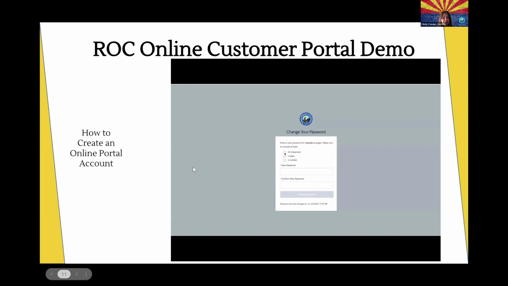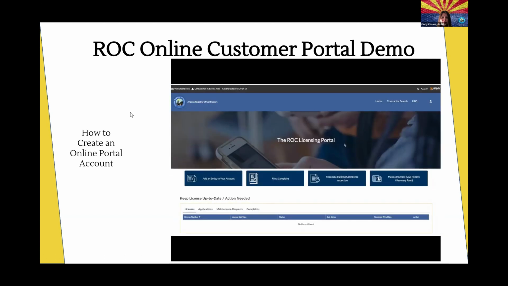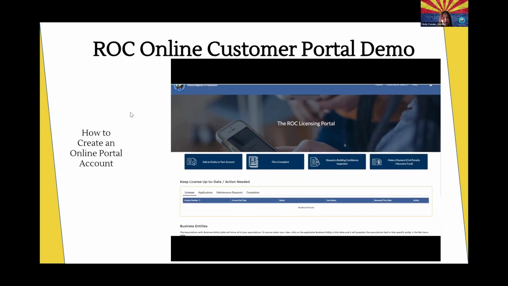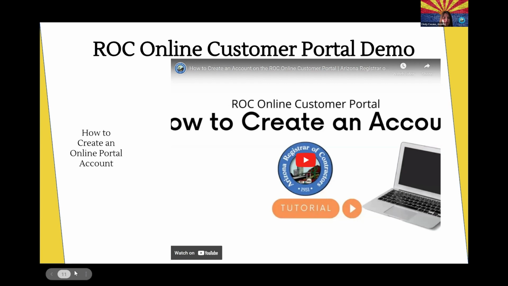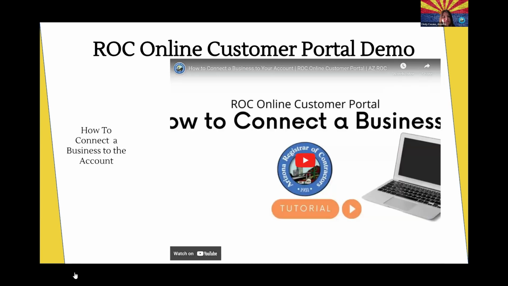Next, you're going to need to create a password. It needs to be 10 characters with at least one letter and at least one number. You'll need to enter the password twice. Now that you've made your account, you're ready to use the ROC Online Customer Portal. And the second video is how you connect your business to the account that you just set up.